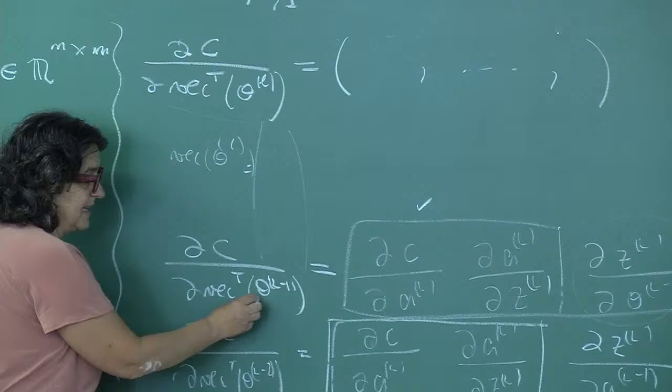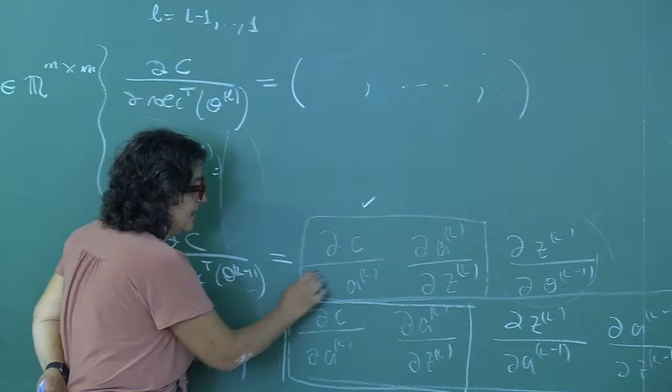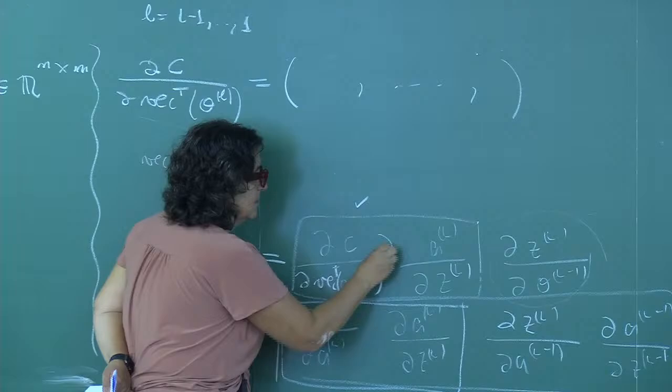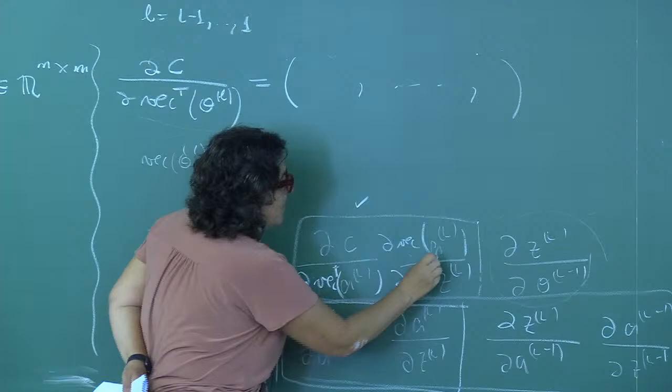Okay. We don't need this here. We are going to compute first the theta L minus 1. The only thing that I need to put here is vec transpose, vec transpose.